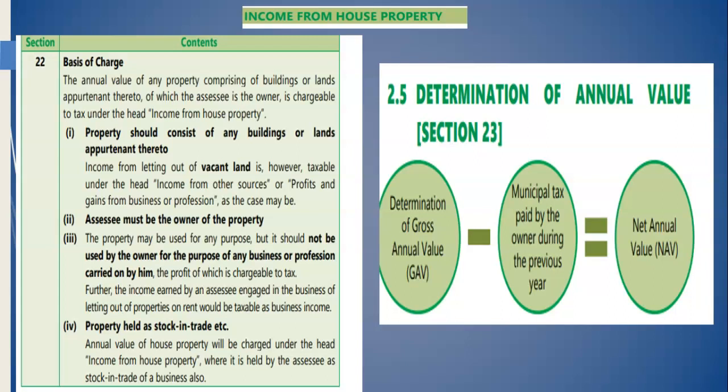The basis of charge of income from house property is the annual value of any property comprising of building or lands thereto of which the assessee is the owner, and the rent received even from vacant land is considered under this head of income.